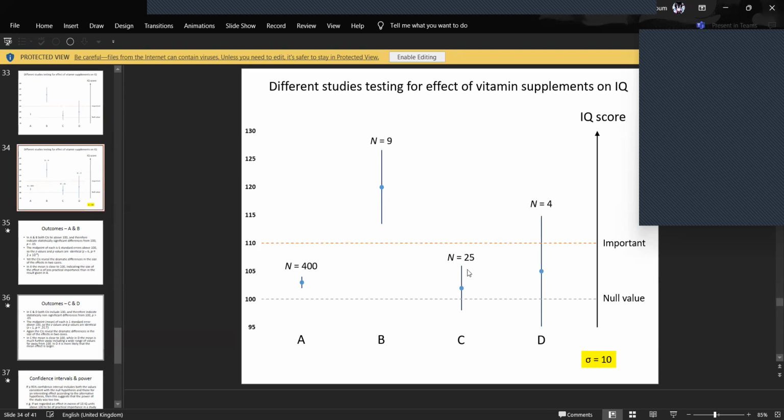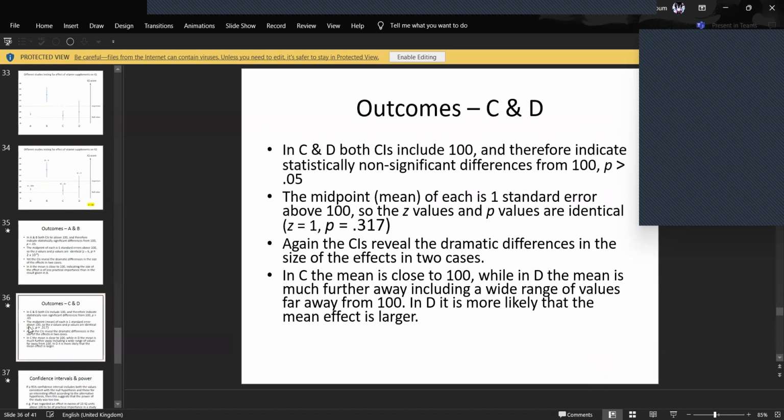In treatment C, the confidence interval does not cross the important line, so we know for absolute certain that there's no chance that treatment C is going to turn out to be helpful, or there's a very low chance that it turns out to be helpful. But in treatment D, it's more likely that the effect size is larger. And so if you do the test again for D with a larger sample size, you might get a different result. All right?